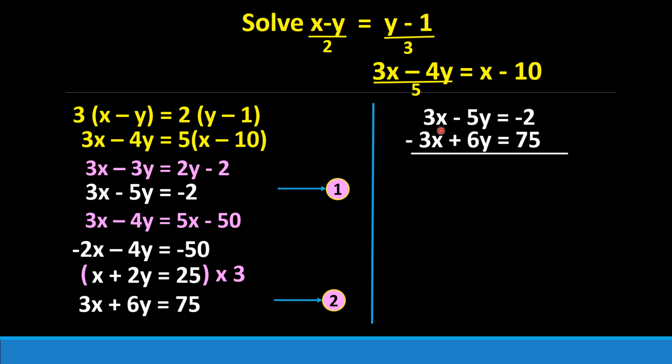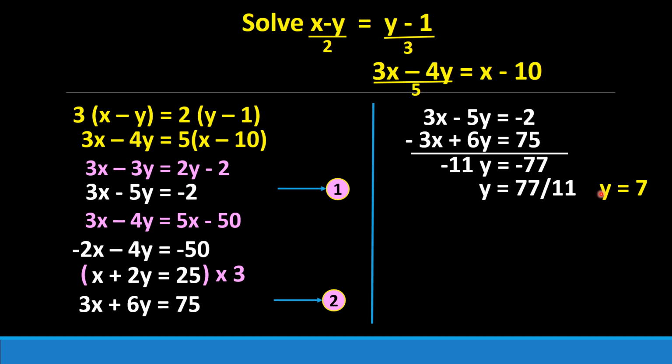Then we get 3x minus 3x is 0. Minus 5y minus 6y will be minus 11y. Minus 2 minus 75 will be minus 77. Hence minus 11y is equal to minus 77, so y is equal to 77 divided by 11. Since both these values are having minus sign, we can take this minus sign off and make it positive. So y is equal to 77 divided by 11. Hence y is equal to 7.